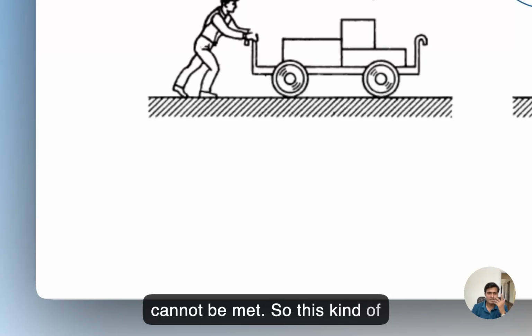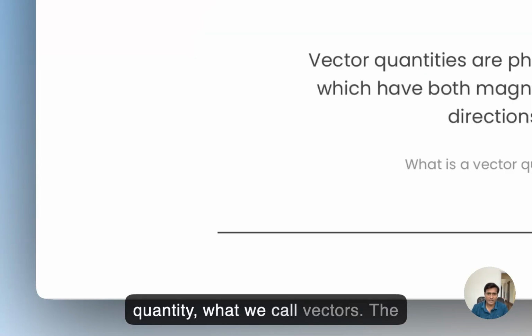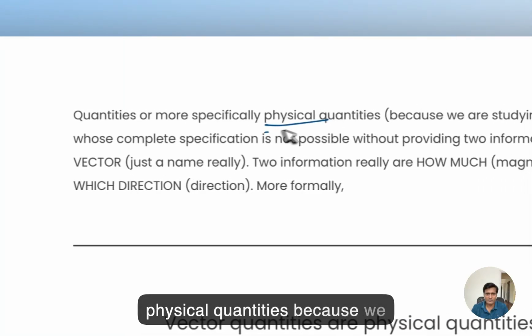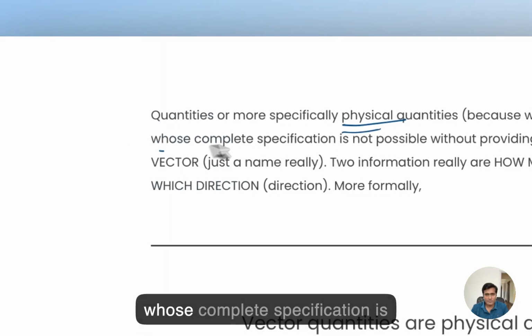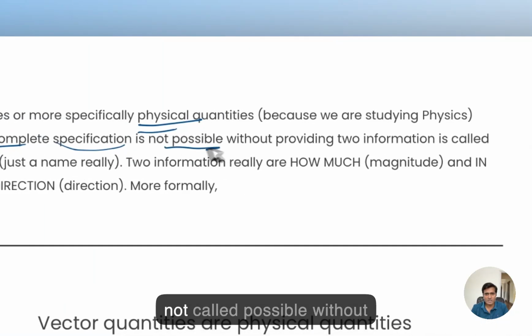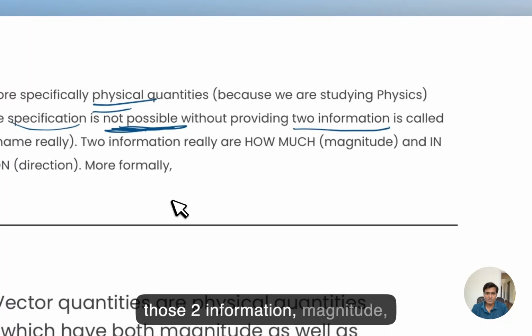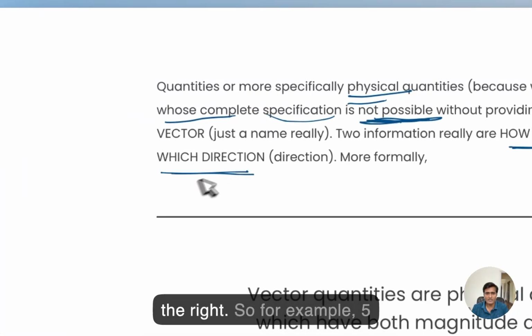So this kind of special situation in describing a physical quantity is what we call vectors. These are more specifically physical quantities, because we are dealing with physics, whose complete specification is not possible without providing two pieces of information. Which are those two? Magnitude, which says how much, by 5 meters, and in which direction, towards the right.